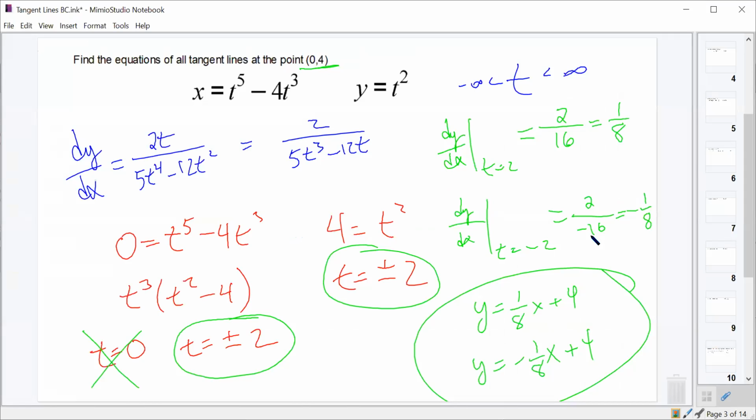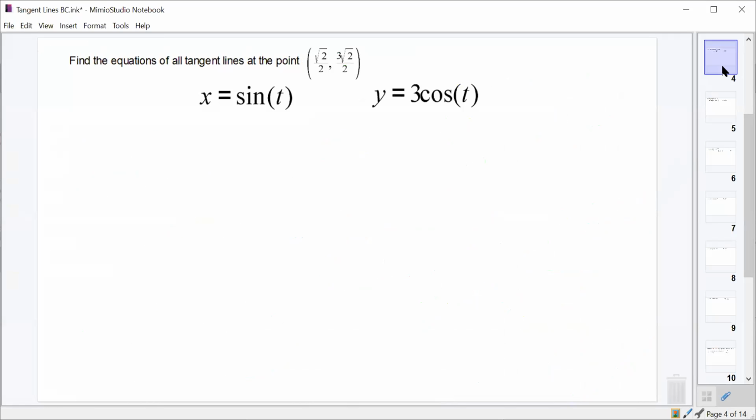Any questions on that? All right. Let's find the equations of all the tangent lines to sine t, 3 cosine t at the point root 2 over 2, 3 root 2 over 2. So let's try and do this without graphing first, and we'll graph it to check our work.